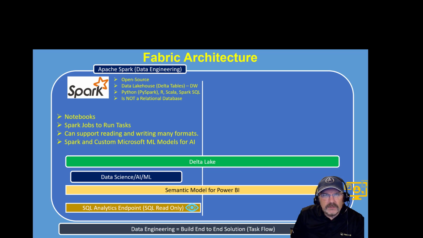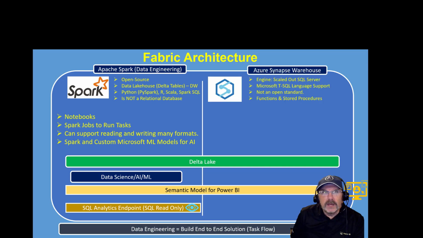However, you also have something that Fabric talks quite a bit about, and it can be a little confusing, it was for me, which is the Azure Synapse Warehouse. This is the scaled out SQL Server engine I talked about earlier. It supports T-SQL. It really is like a SQL Server database, except it's split somewhere in the code base, I believe. But you do have functions and stored procedures which are stored in the database.